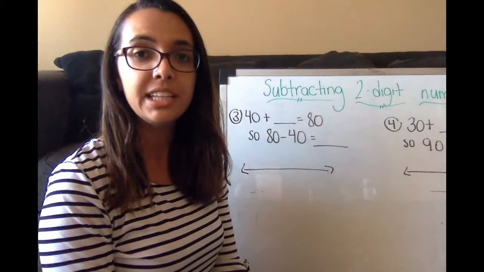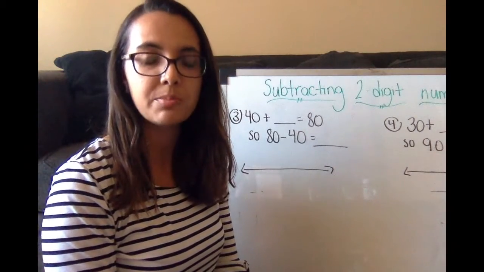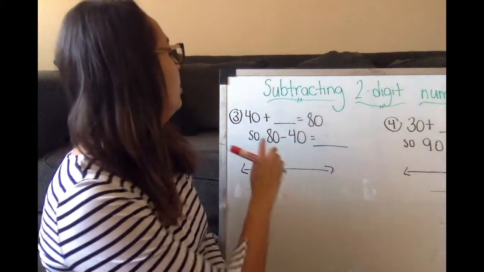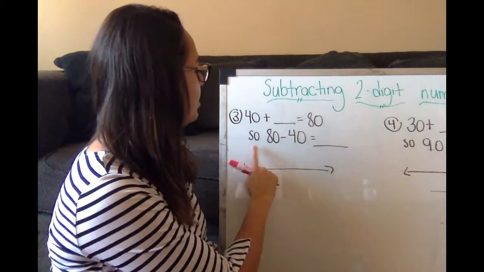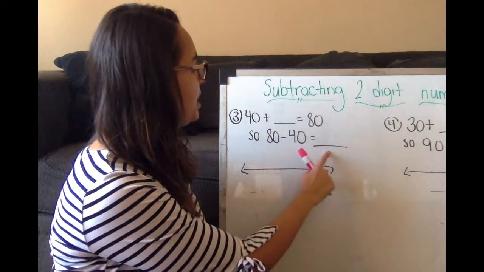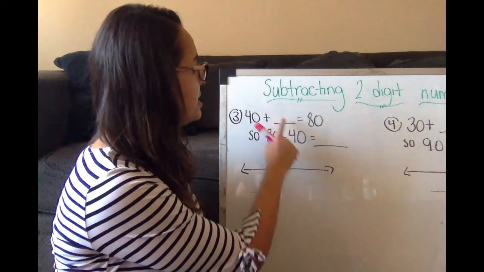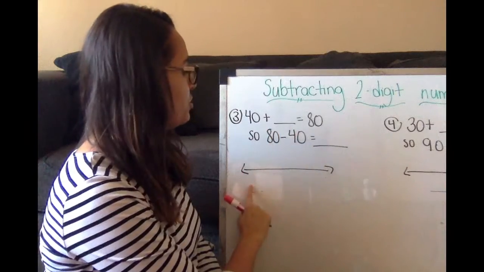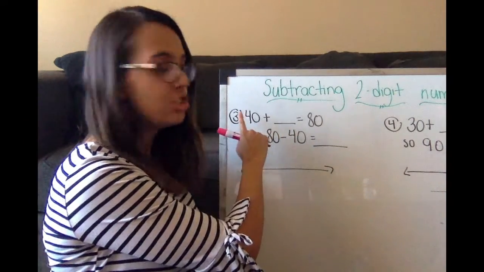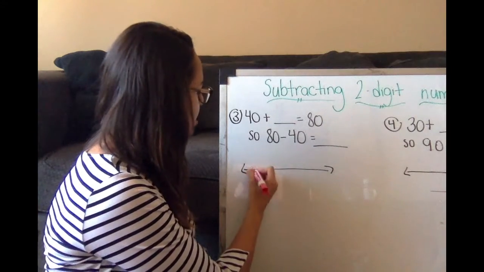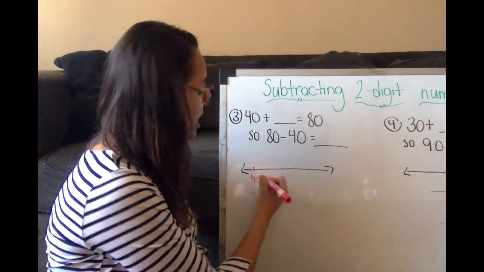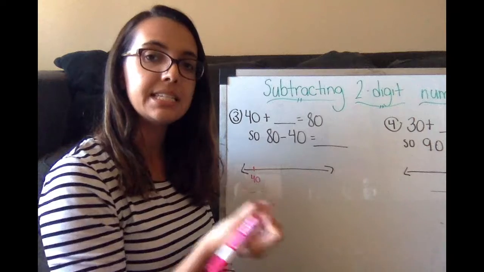Another way to find the answer to a subtraction problem is by using addition. Here we have 40 plus some number equals 80, so I know that 80 minus 40 equals that same number. That's the missing addend right here. So using the number line, I'm going to use addition to find the answer to the subtraction problem. I start at 40, and I'm going to keep adding by tens until I get to 80.